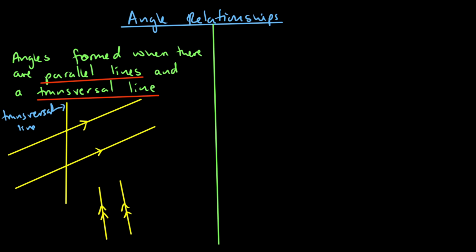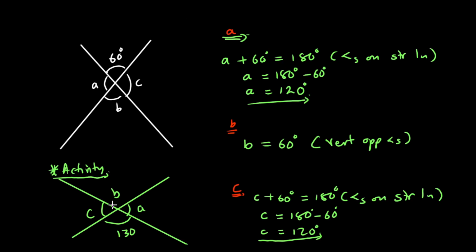Last time we looked at the different types of angles that are formed when two straight lines are drawn. For example, we have the adjacent angles. By adjacent we mean side by side, adjacent angles on a straight line. We said that as long as the angles are adjacent on a straight line, they add up to 180. But when the angles are opposite, for example B and 60, we call them vertically opposite angles, and those angles are equal.